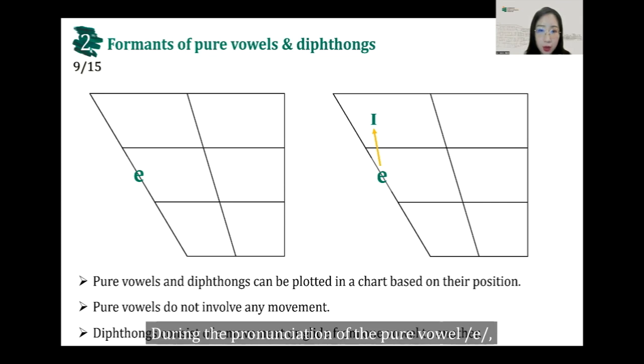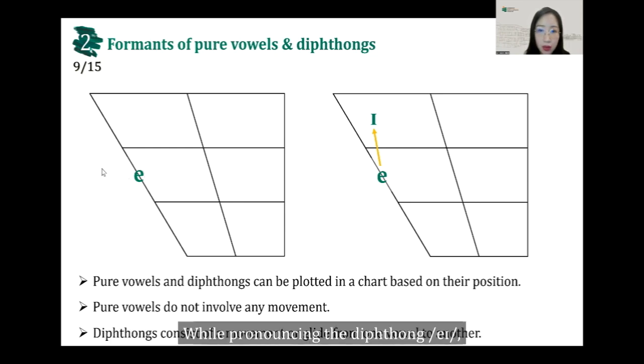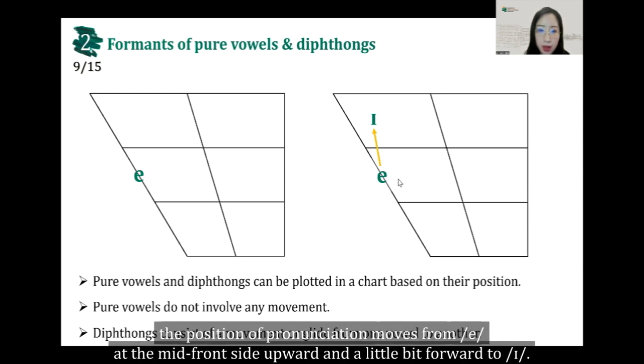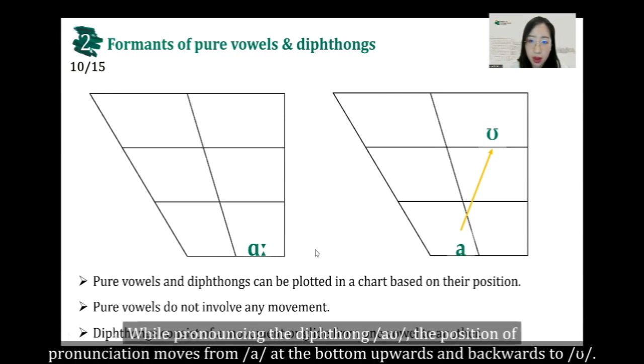During the pronunciation of the pure vowel e, the position of pronunciation remains at the mid-front side of the mouth. While pronouncing the diphthong a, the position of pronunciation moves from e at the mid-front side upward and a little bit forward to I. During the pronunciation of the pure vowel a, the position of pronunciation remains at the low backside. While pronouncing the diphthong ow, the position of pronunciation moves from a at the bottom upwards and backwards to u.